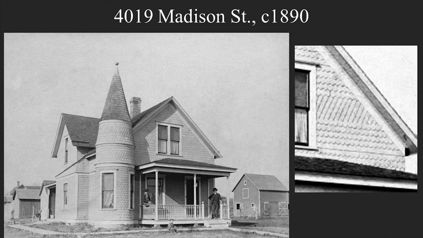And one more Leeds house. This is a smaller folk Victorian at 4019 Madison Street, built around 1890. What I wanted to focus on here, we have a great house that is entirely covered with shingles, but I wanted to look at the pattern shingles. This little zoom-in portion here on the right, you can see a wavy shingle, a diamond-shaped shingle, and then a scallop-shaped shingle. Again, Victorians use any device to break up surfaces.